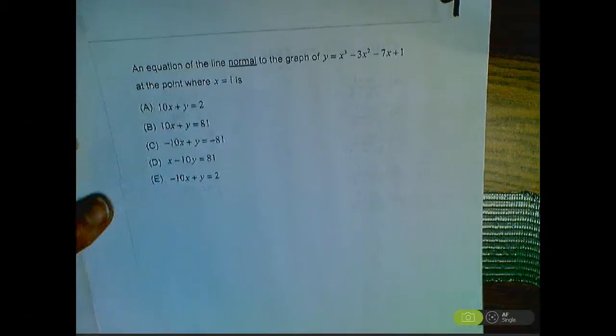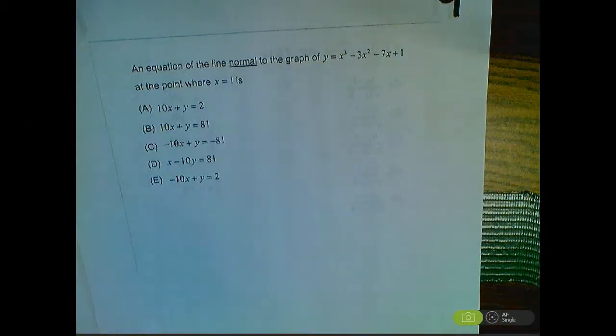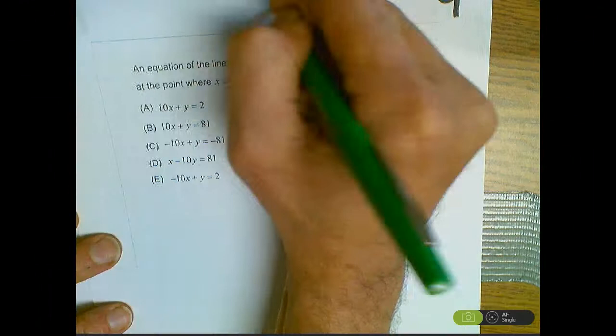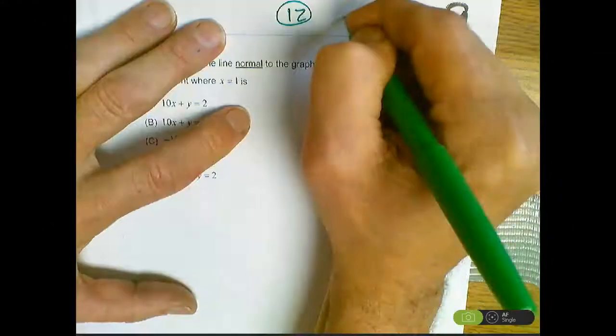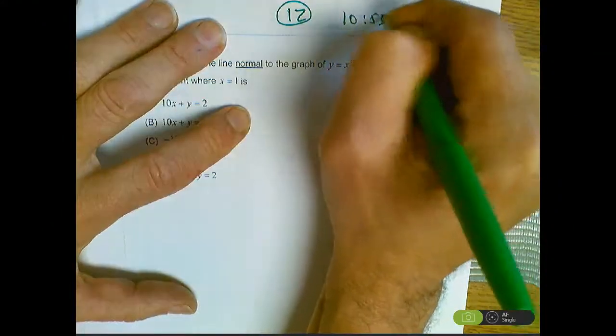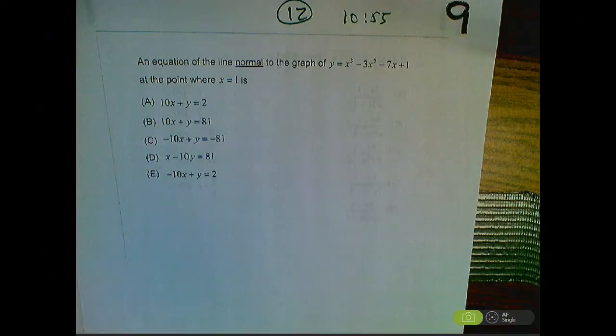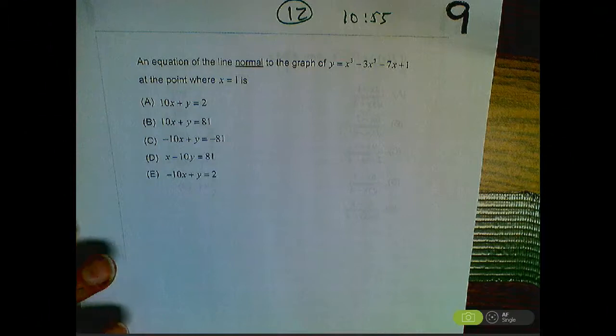Number 9. Let's see, we did 8 problems plus 4 more. We did 12 problems so far. And we are 10:55 into our video. Do you notice we're doing pretty good, right? Somebody's here. Could somebody get the door? Okay, we might have to stop the video in a second. Not sure. Okay, let's keep going.